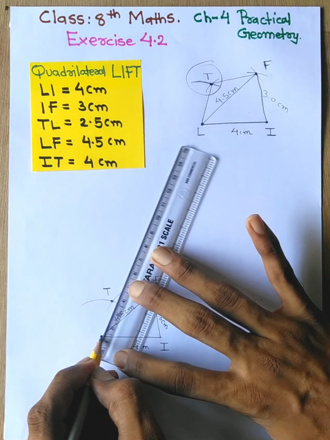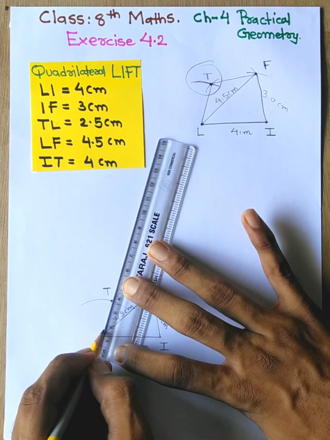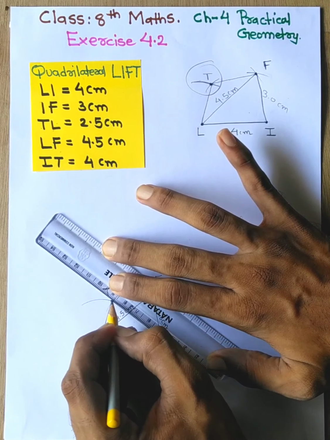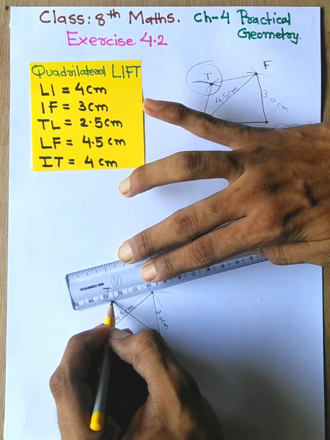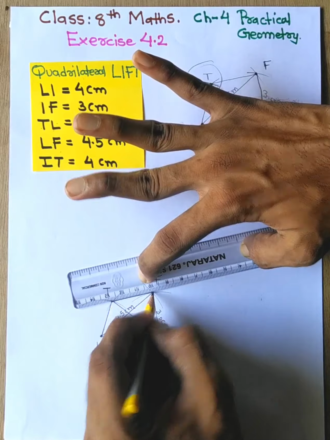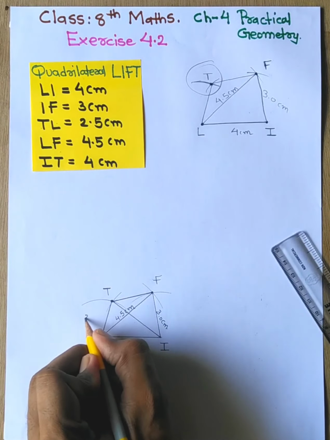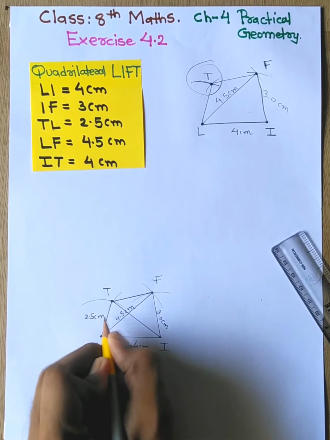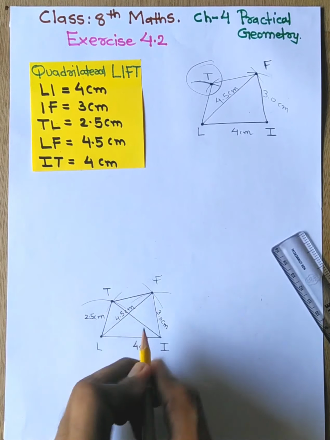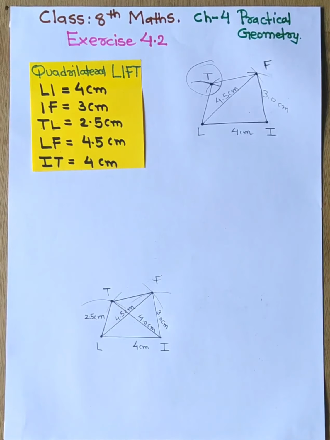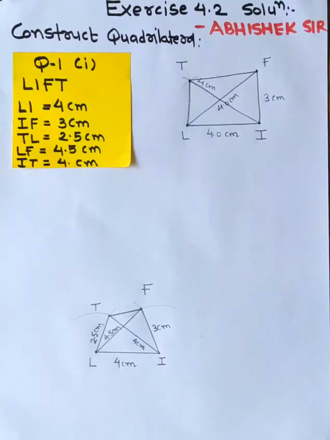So we will now join LT, IT, and finally the only left thing is FT. So LIFT. Don't forget to write the measurements. It is 2.5 centimeter. This measurement was not given. This measurement was given 4 centimeter. So here we finish the drawing. Please draw it again to have more practice.